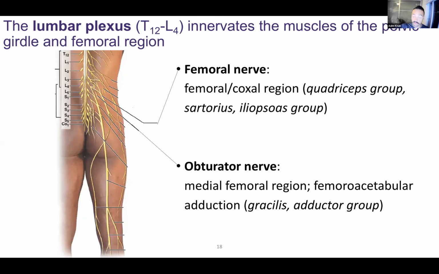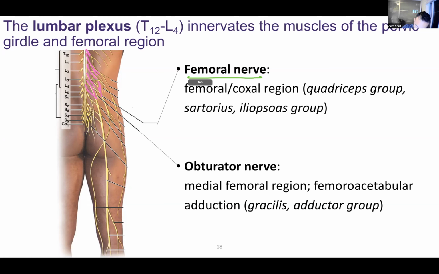Again, no thoracic plexus, so we're moving down. Now we have the lumbar plexus. The lumbar plexus coming out between T12 to L4. So all of this. There are two major nerves that I'd like you to know. The first is the femoral nerve.